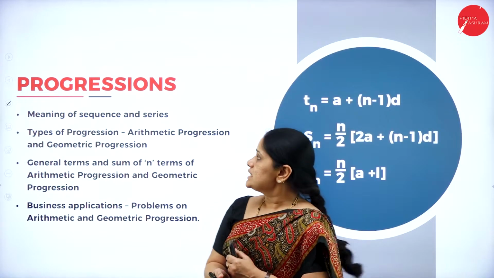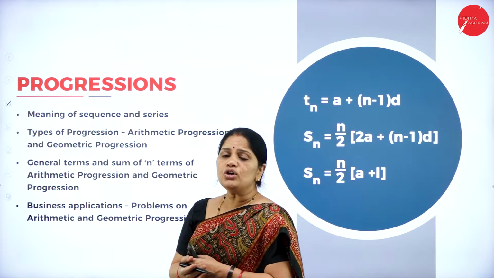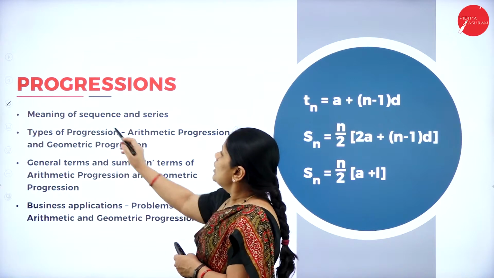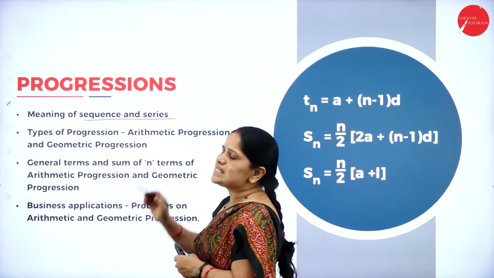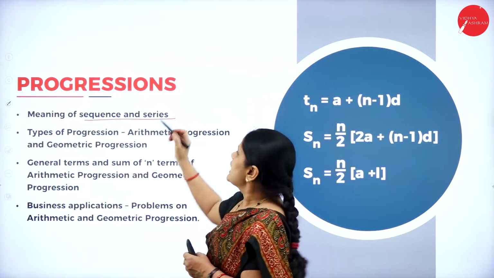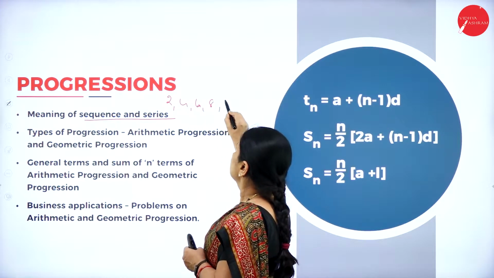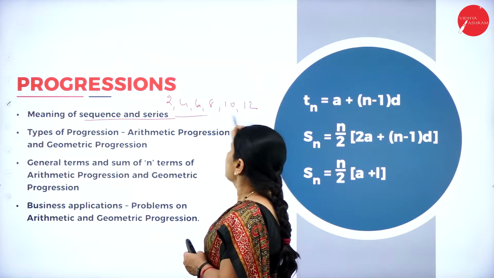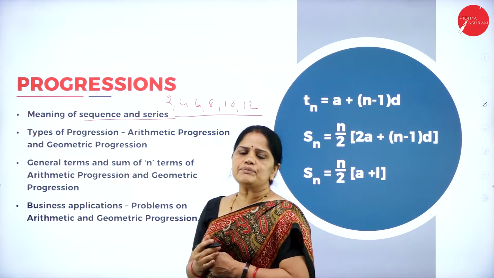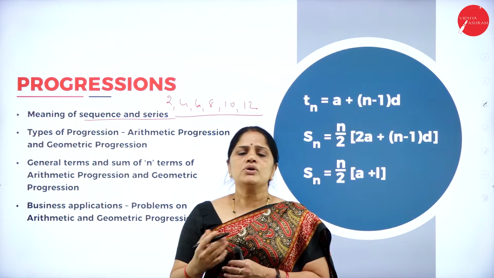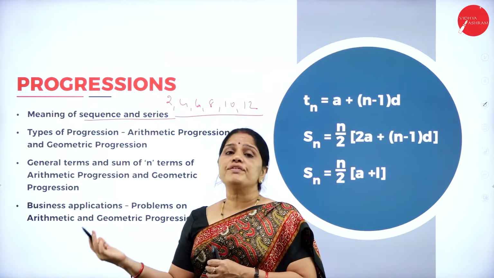Now the next chapter is related to progressions. What is the meaning of sequence and series? Suppose I write 2, 4, 6, 8, 10, 12. Suppose I ask you to describe this series of numbers. Most of you will tell it is a series of even numbers.